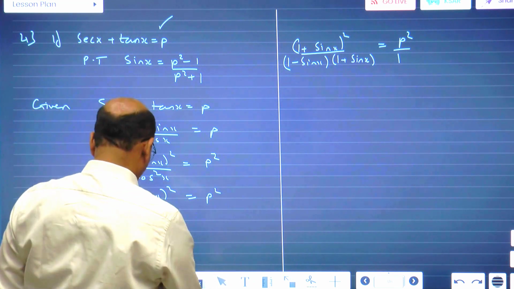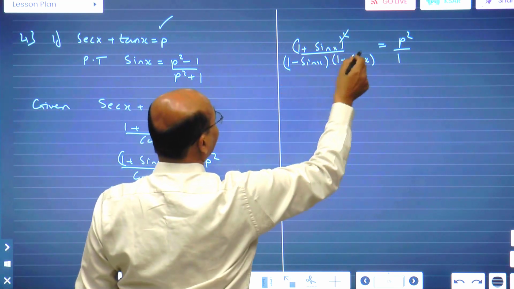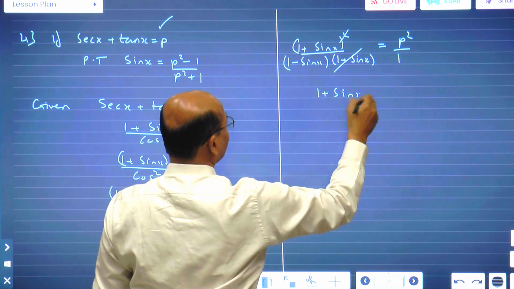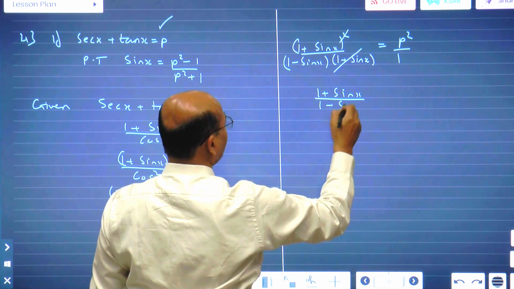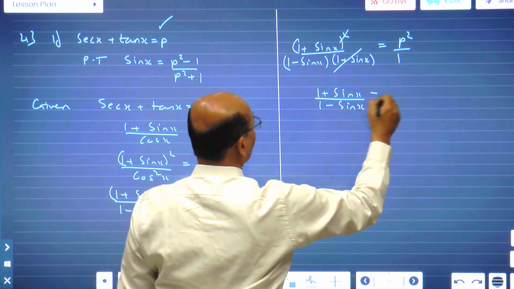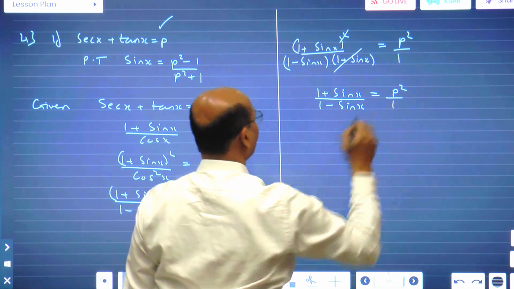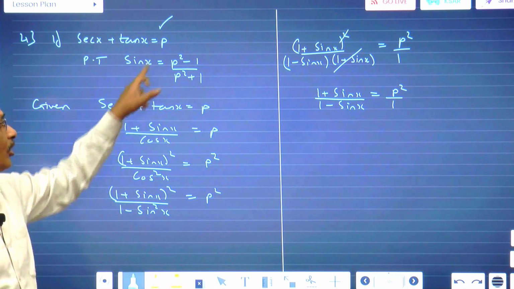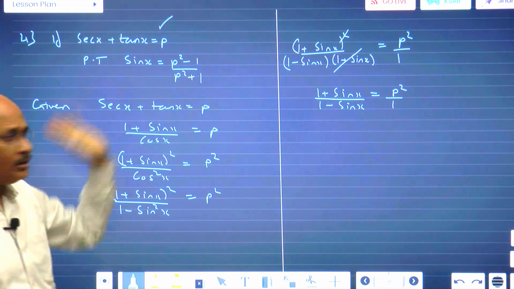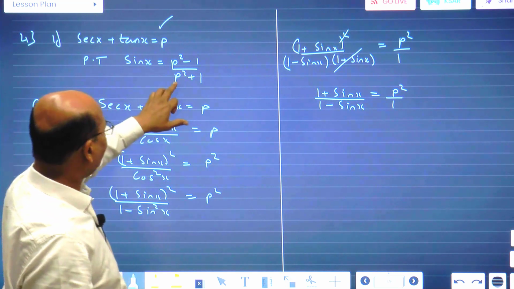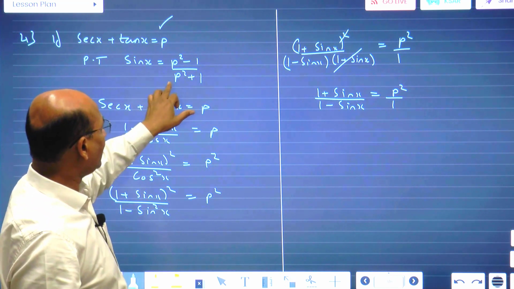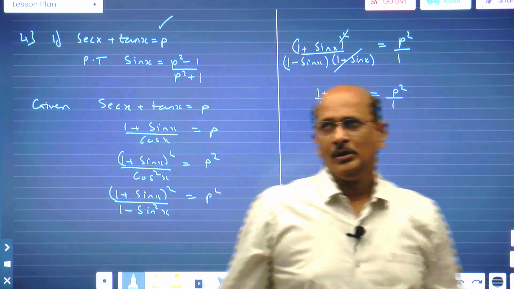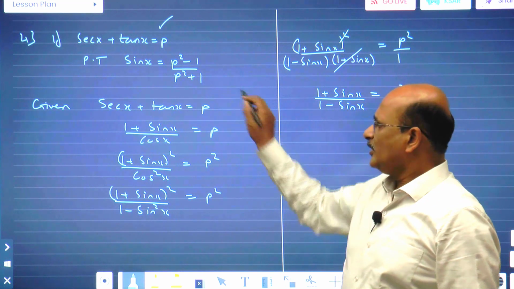Now immediately, because of this simplification, I can cancel this. So what is left out? 1 plus sin x upon 1 minus sin x is equal to p square upon 1. Now hold on, I said never lose track of the question, okay? Now if you see the right hand side, there is p square minus 1 upon p square plus 1, right? A minus b upon a plus b.